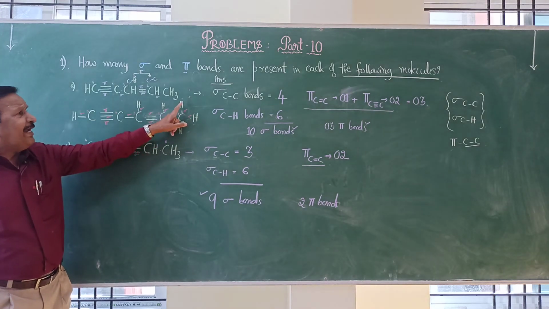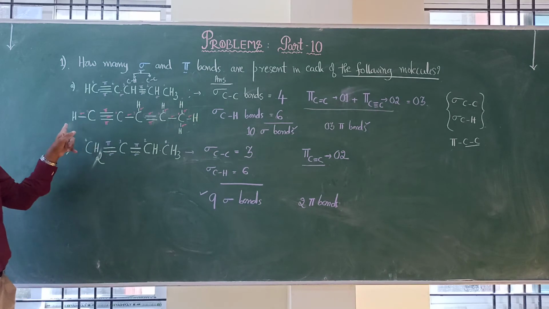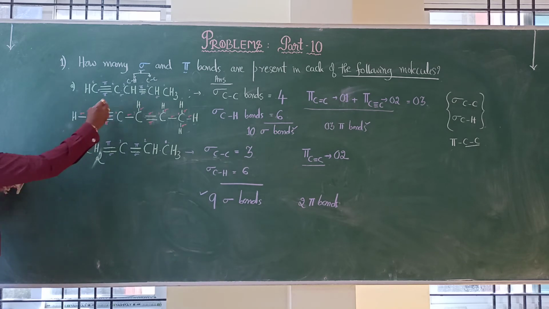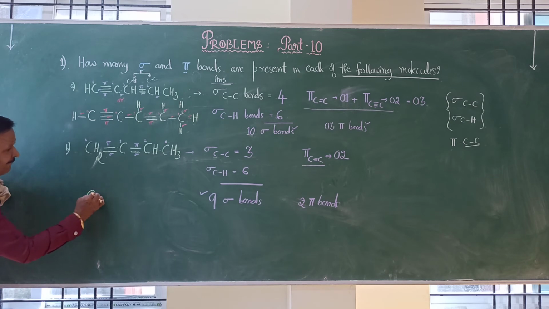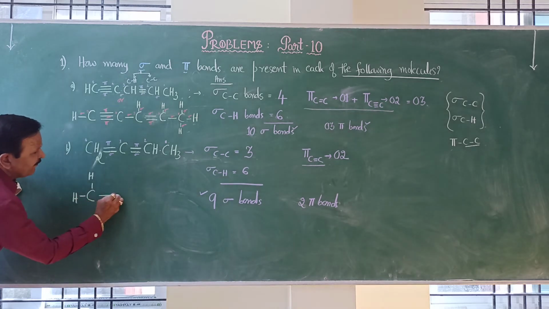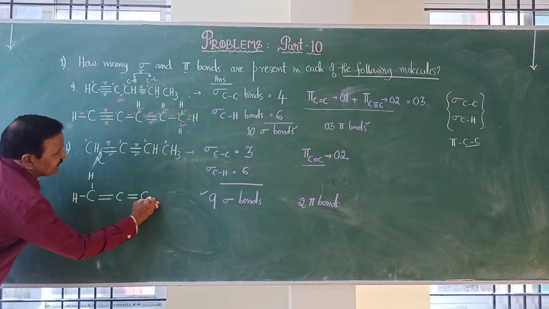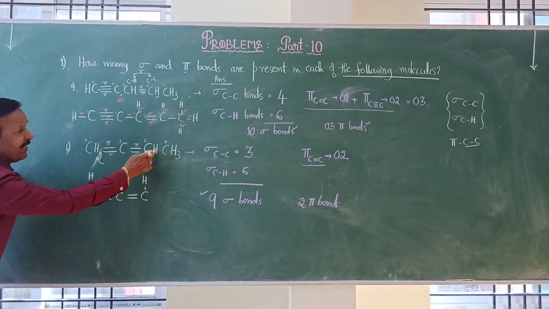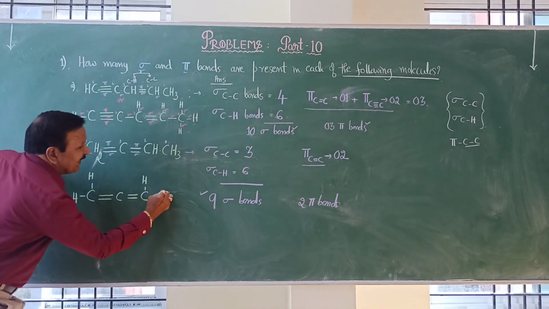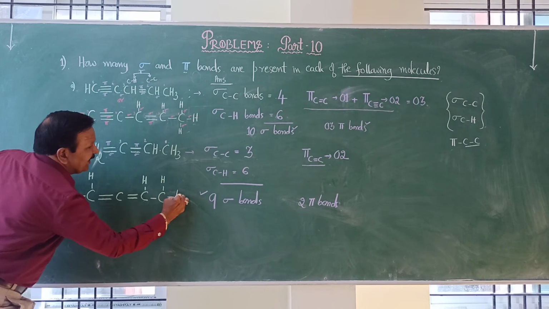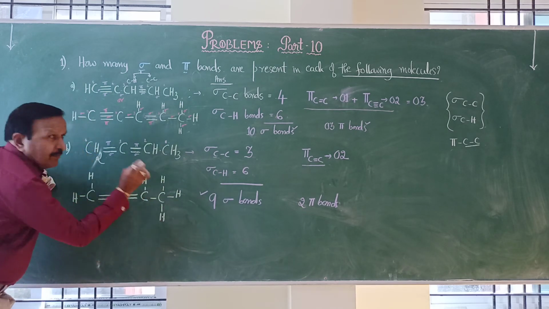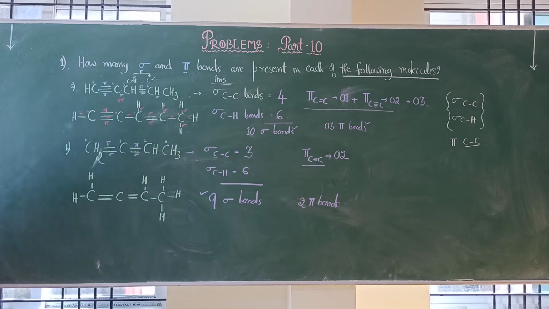How many hydrogens are there? 1, 2, 3, 4, 5, 6. So 6 hydrogens form 6 sigma bonds. In the same way, you can write the structure of this: C, H and H, this is the dash formula, double bond, C, again double bond, C, H. You can write H anywhere around it, and we get here C, H, H and H. So simple it is. Now you go and count.